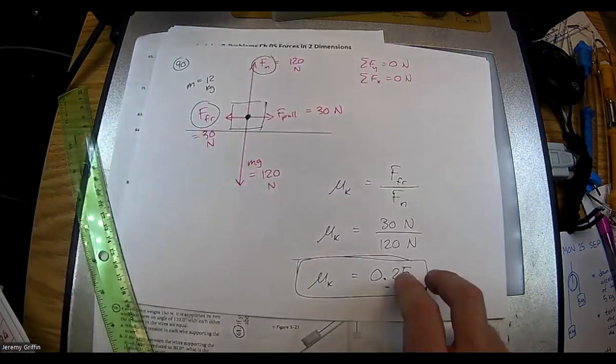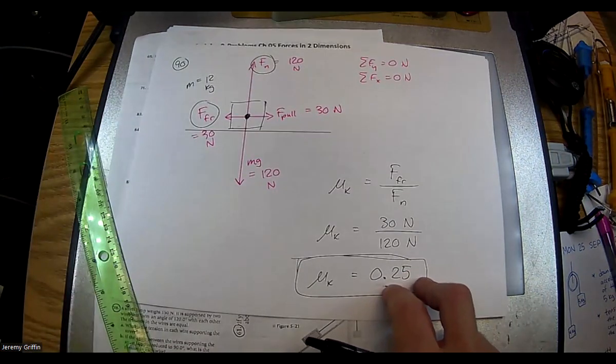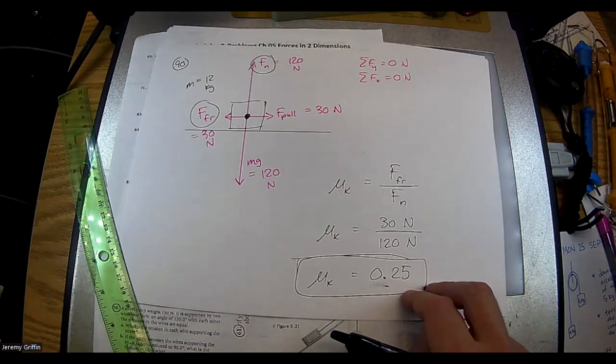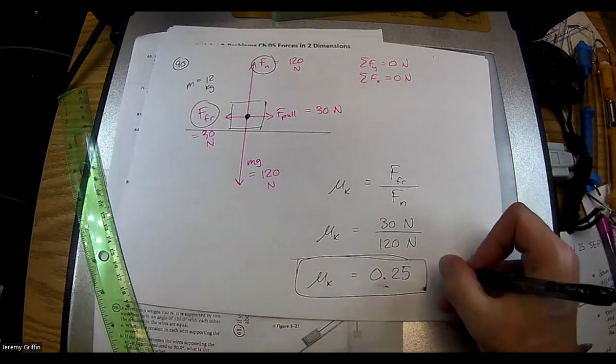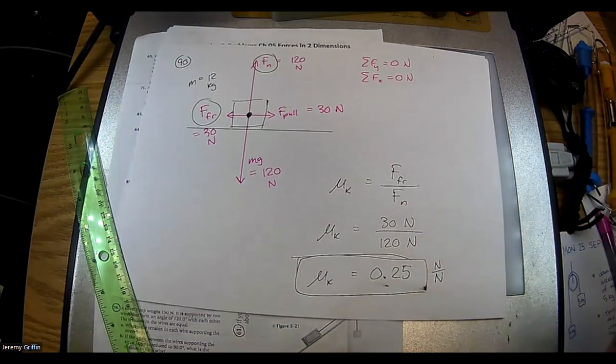Yeah. This is one of the very few times in this class you get to write a number that doesn't have a unit attached to it. Or if you want a unit, you could say that's newton per newton. But you just leave it as 0.25. And yeah, look at that. All right.